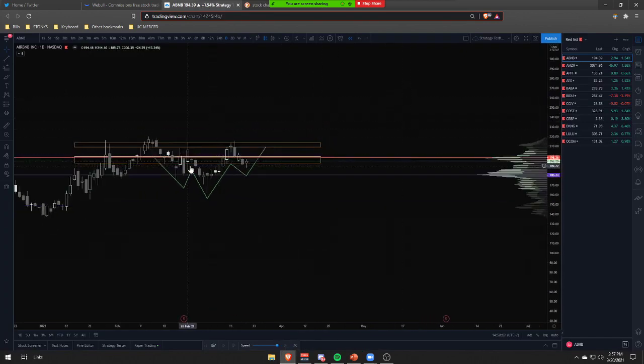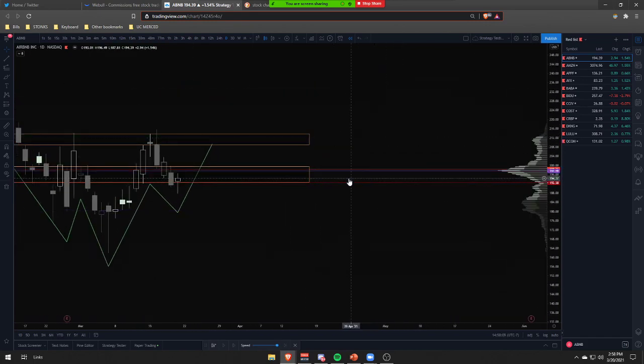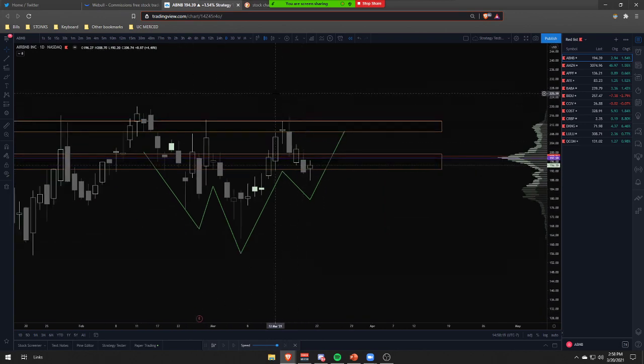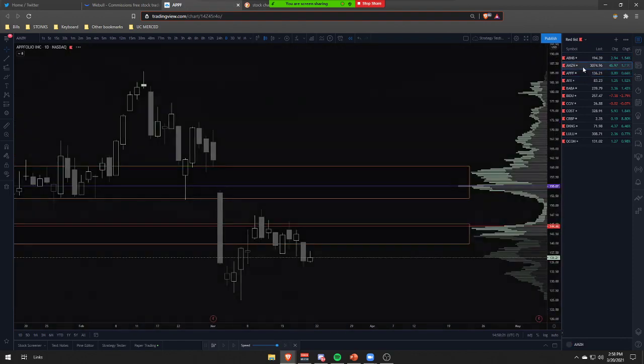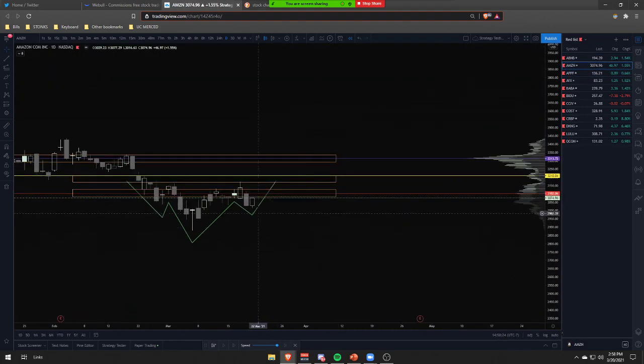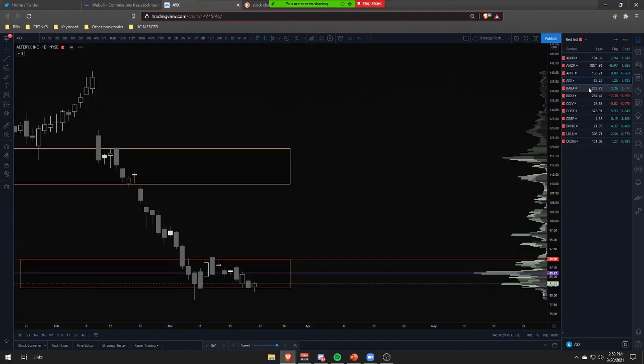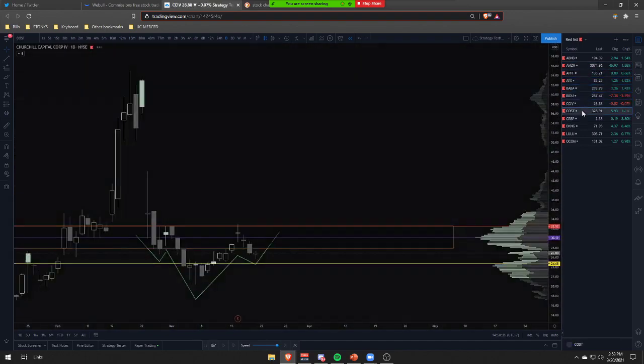So technically, right here, this would be my neckline. This is what I would see as my neckline. I am looking for a bounce at the bottom of this range box. It broke below, and then it pulled back in on the daily, and then we're looking to make the breakout, right? Same thing, Amazon. We're looking for a bounce and a breakout. These are all chart patterns. Let's see if I have any more. CCIV, same thing. We're looking for a bounce and a breakout.